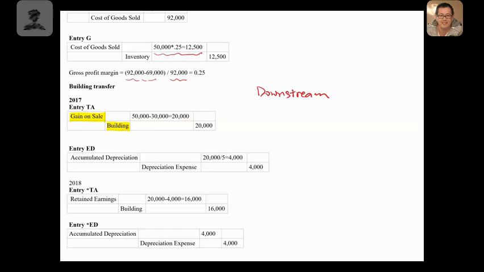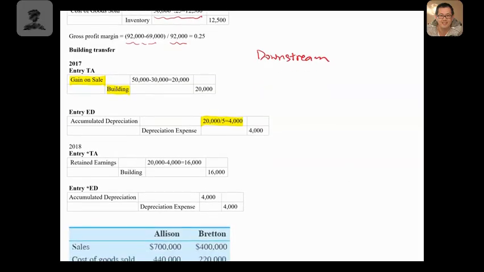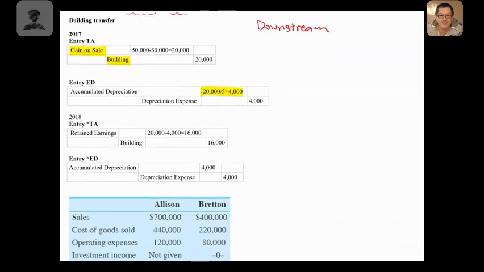Also related to this overstated building, because it's overstated, every year there's going to be excess depreciation expense related to that overstated amount. That equals the overstated amount divided by the remaining life, 5 years, which gives us $4,000 excess depreciation expense. So we are going to use entry ED to eliminate this excess depreciation. We debit accumulated depreciation and credit depreciation expense, just like we reverse that journal entry.